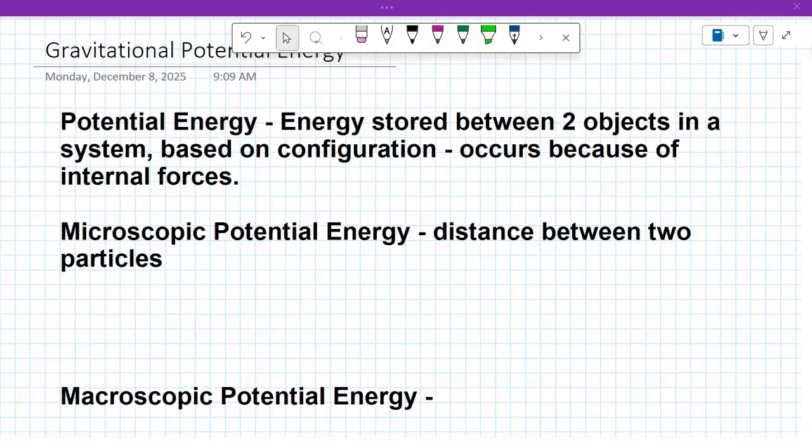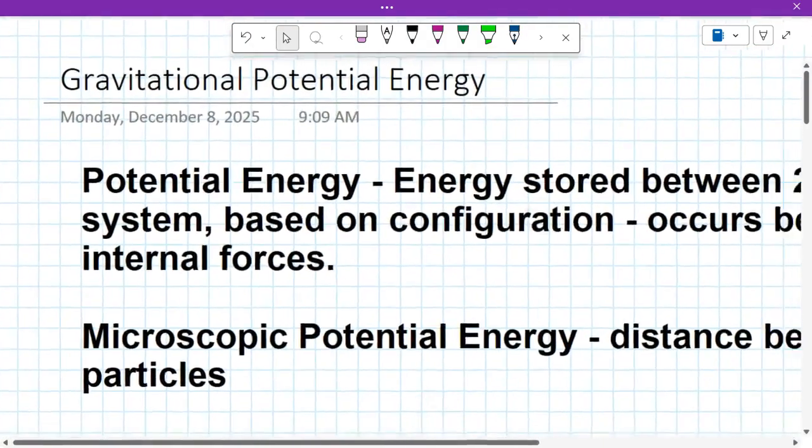All right, everybody, we have talked about the force of gravity. We have talked about work. We have talked about changes in kinetic energy. And we're going to put that all together today to talk about gravitational potential energy.